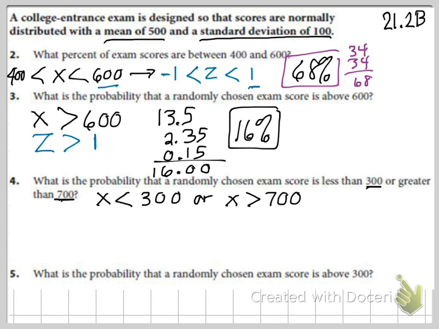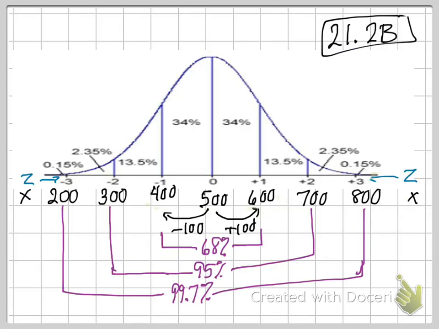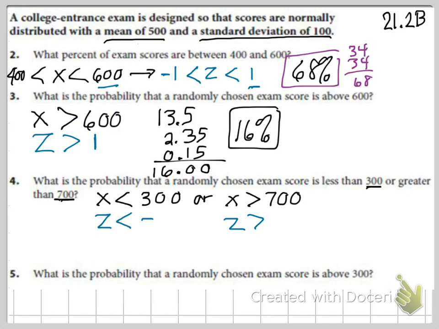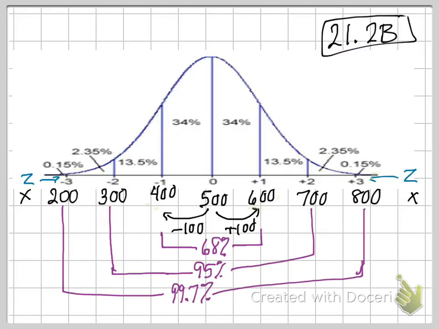I'm going to figure out two separate z-scores for this. Z is less than, z is greater than. Gotta go look them up on the table. Z is less than 300 would be less than negative 2. And what is less than negative 2? Let me see. Here's the negative 2 line. So I'm talking about just those two things right there.